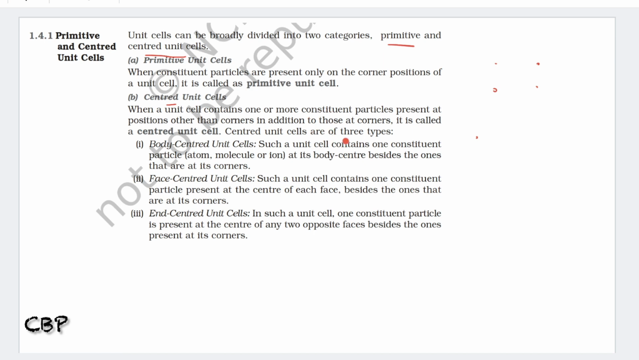Now centered unit cells are of three types. First one is body centered, second one is face centered, and third one is end centered. Now in body centered, such a unit cell contains one constituent particle, atoms, molecules or ions, at its body center besides the ones that are at its corners. Means we can make it like a rough diagram of a unit cell.